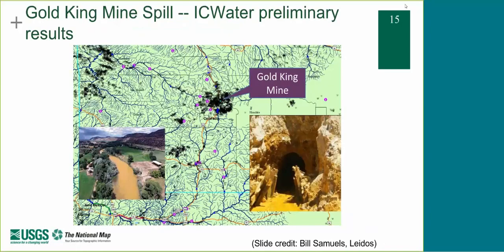So this is an application. These are some results from an application called the Icy Water, which is a desktop application that's used for incident response. When there's a spill, such as the spill where acid mine drainage from the Gold King mine was accidentally spilled into the Animas River in Colorado a year and a half or so ago, this application was used to estimate how quickly the water would move downstream and where. Next slide, please.